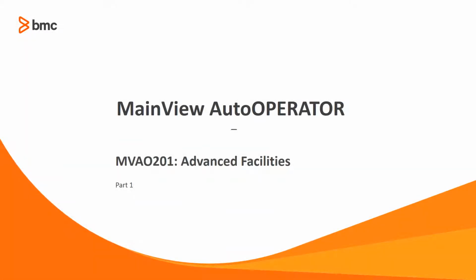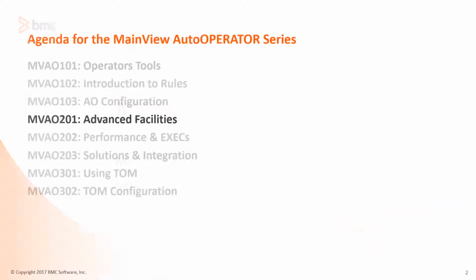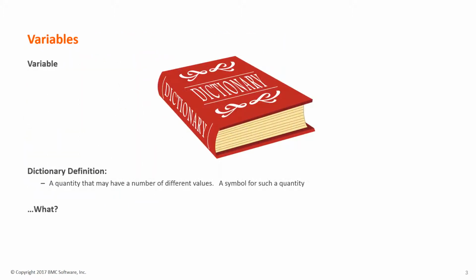Hello, and welcome to MVAO201 Advanced Auto Operator Facilities. This is Part 1. MVAO201 is the fourth in an 8-part series of courses covering Auto Operator. In this session, we'll be discussing the use of variables in Auto Operator.